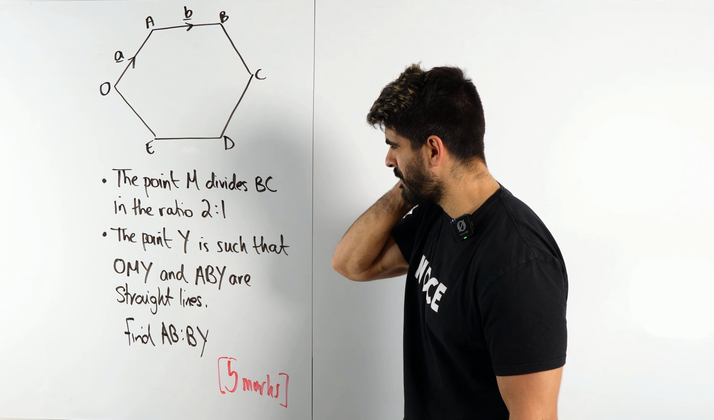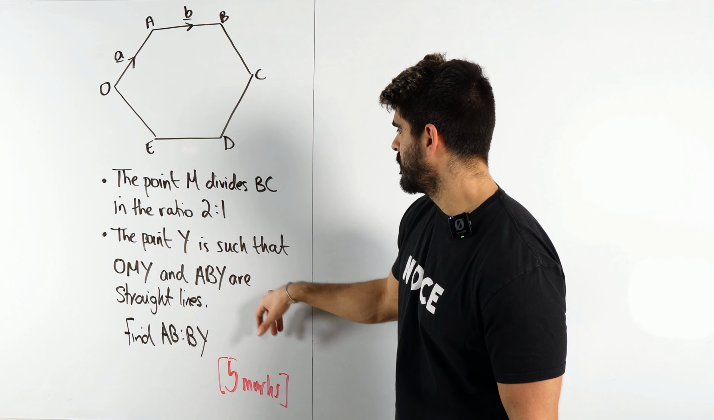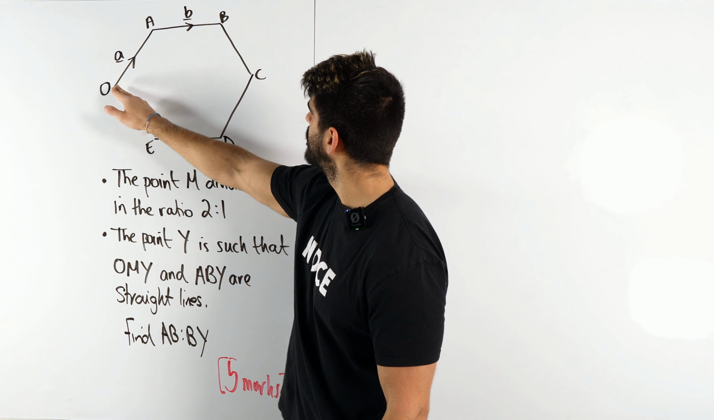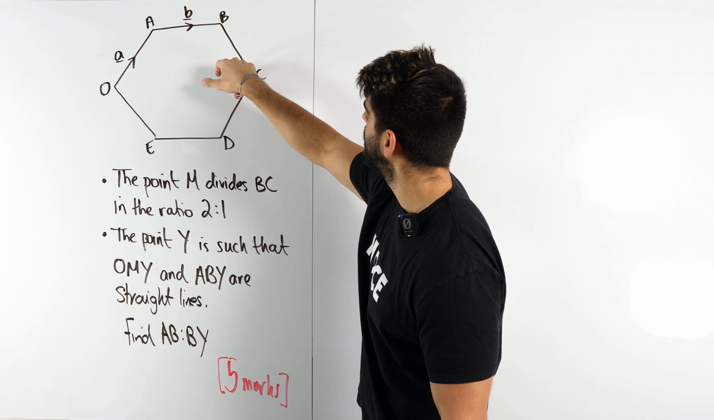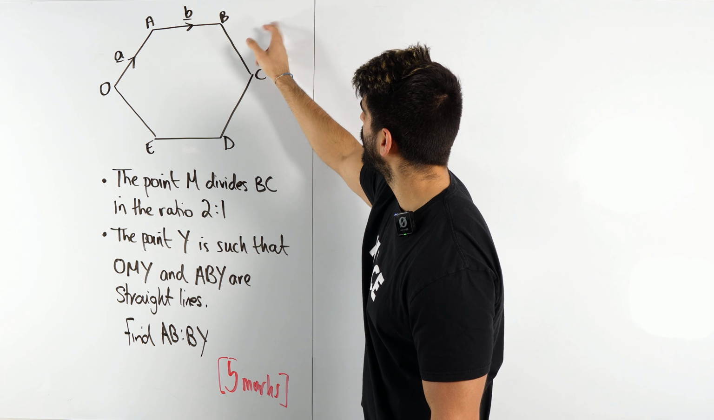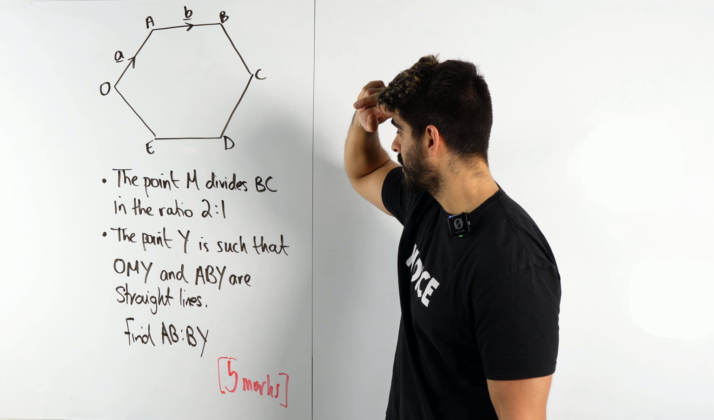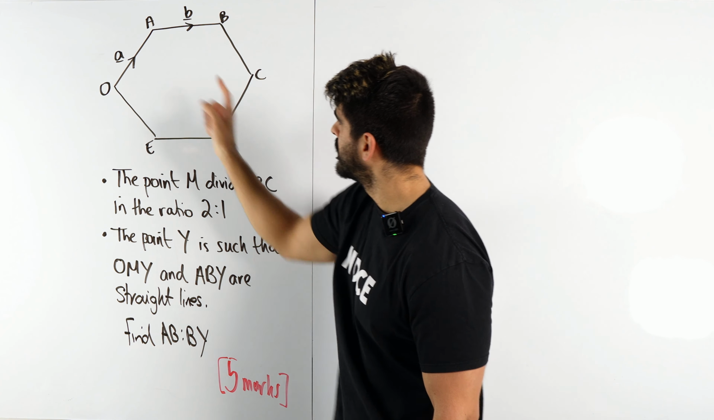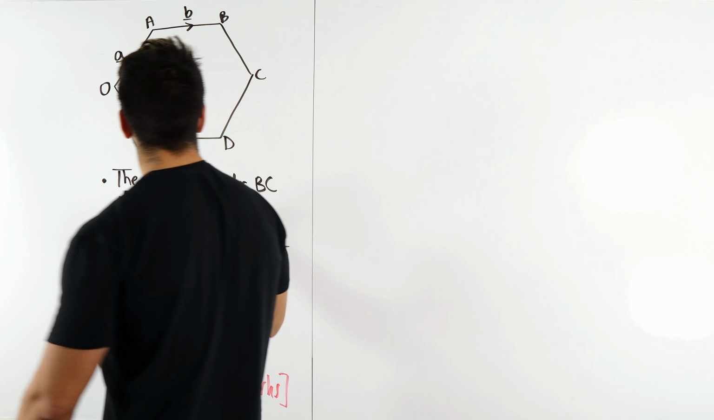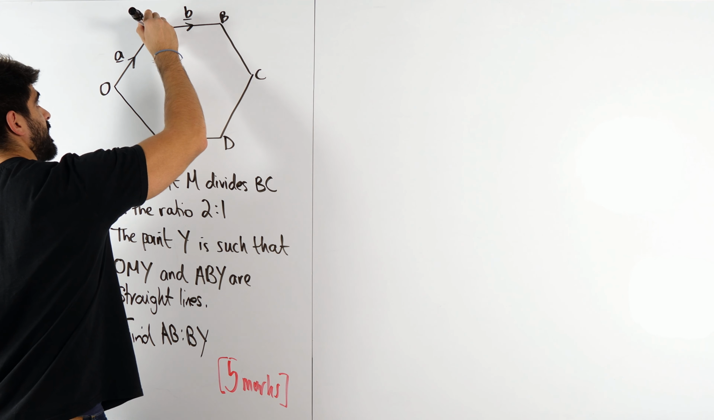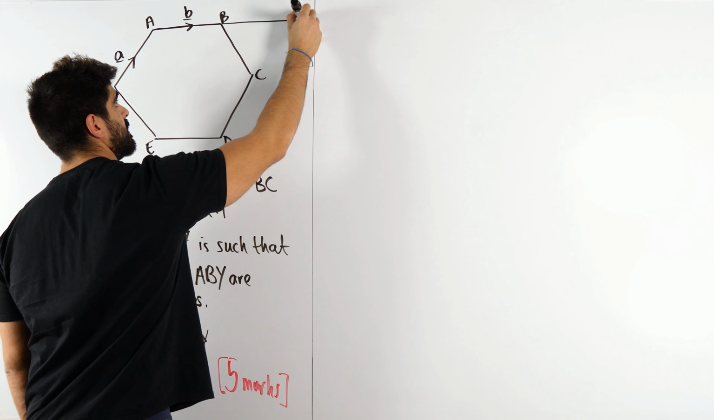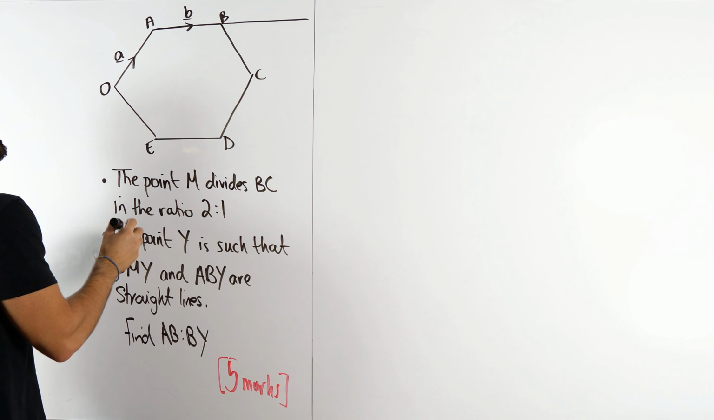Okay, so let's just go back to this. So Y is somewhere such that OM somewhere here is a straight line. Y is somewhere over here then. And ABY, so they're going to meet. So we're going to have to draw some lines. So Y is somewhere over here. So ABY is a straight line. So I'm just going to draw a line like this, extending it out.